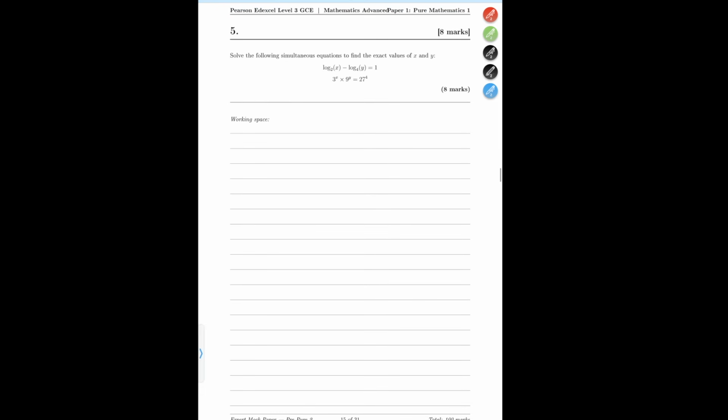Okay, so we've got some logs and simultaneous equations here. The first thing I'm going to do is rearrange the bottom equation to get it all in terms of 3. So I can rewrite 3 to the x times 9 to the y equals 27 to the 4 as 3 to the x times 3 to the 2y equals 3 to the 12, because 27 equals 3 cubed, and then I multiply that by the other power of 4 to get 3 to the 12. So then I can say x plus 2y equals 12.